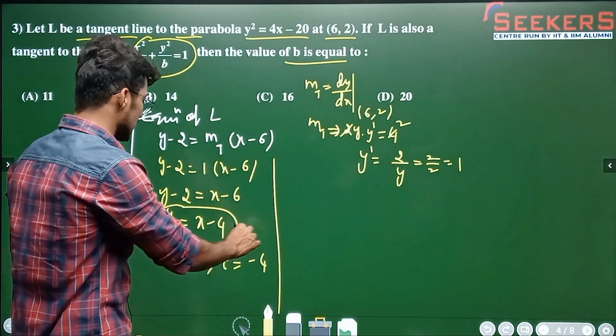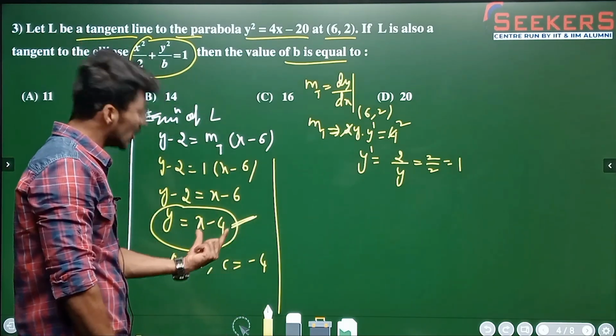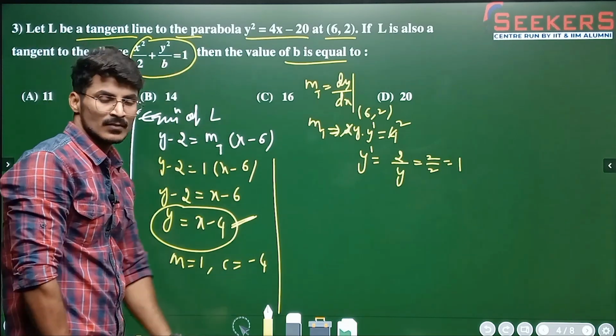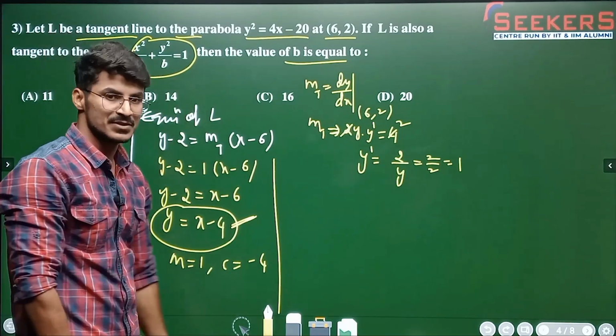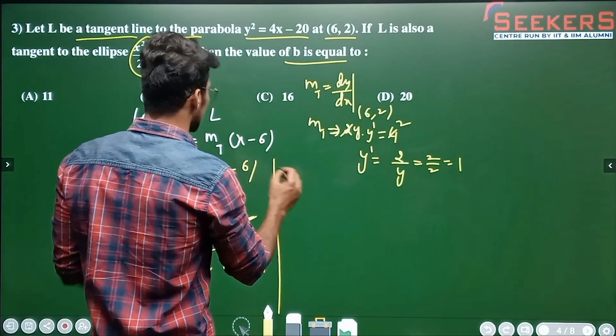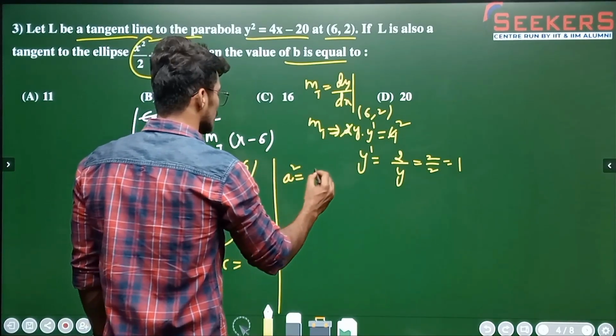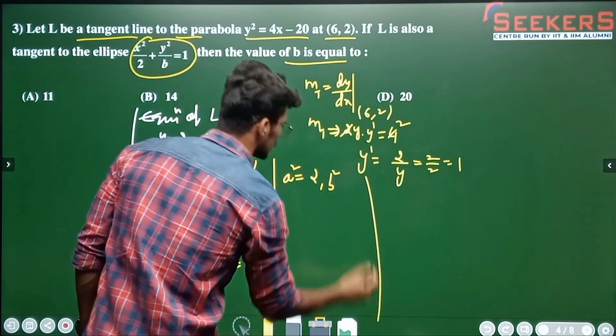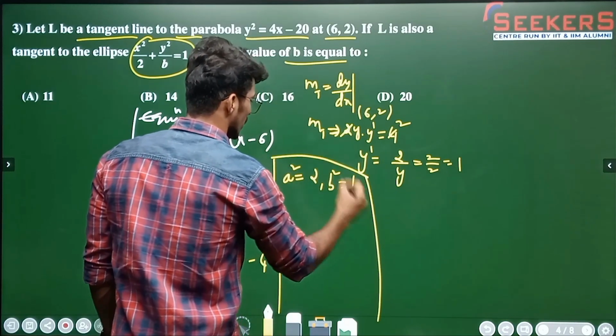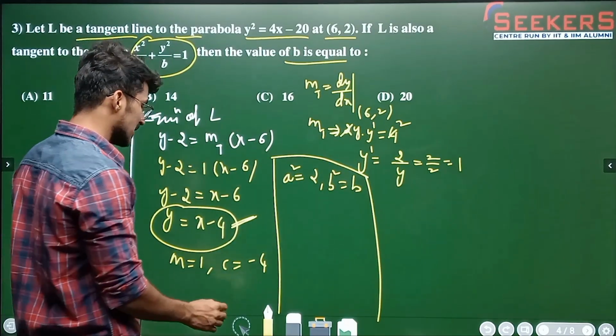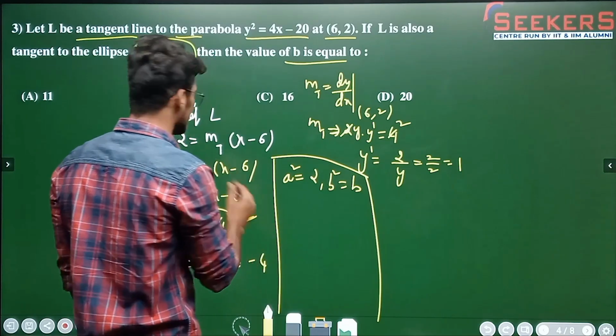Then see, this is a tangent equation. This is also a tangent to what? Ellipse. See, I know the tangency condition for ellipse. So what is ellipse here? From the ellipse, x square by 2. So a square value is what here? 2. B square value is what? B square value is what? B. Alright. So now tangency condition with respect to ellipse is what?